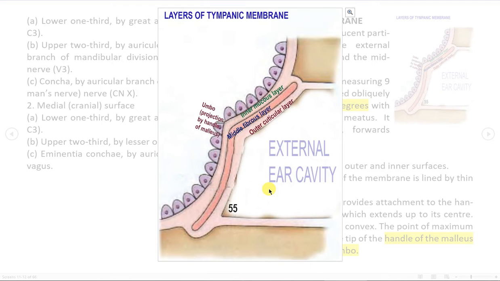There are three different ossicles, that is malleus, incus, and stapes in the middle ear cavity. Out of that, we have malleus. The handle of malleus, it is projecting here. We will see in another diagram. This projection of malleus is producing one elevation that is known as umbo. This whole tympanic membrane is obliquely placed and it is making angle of 55 degree with this floor of the cavity.